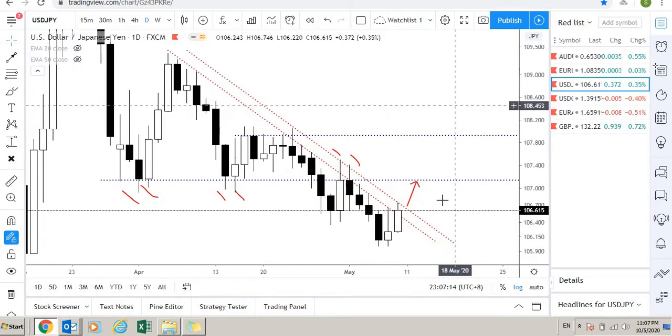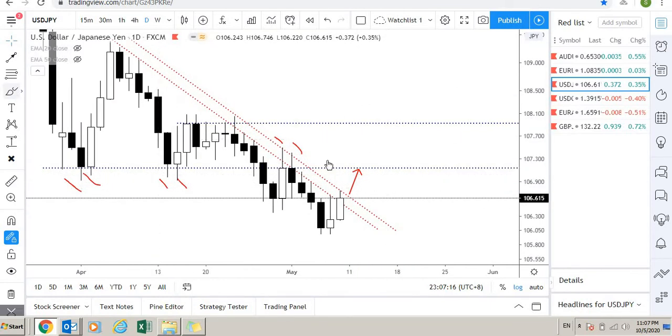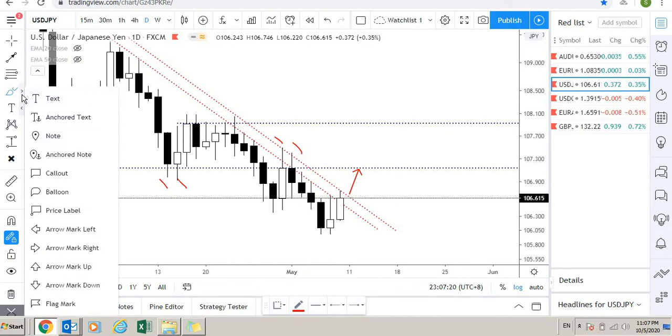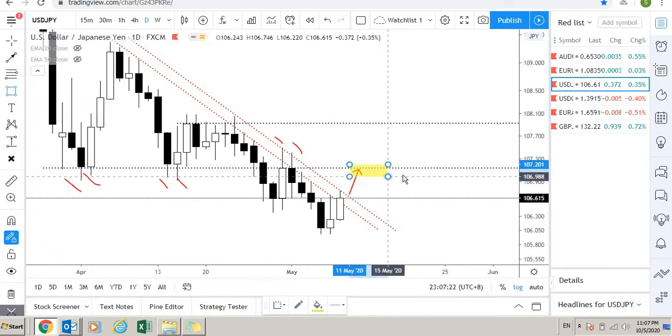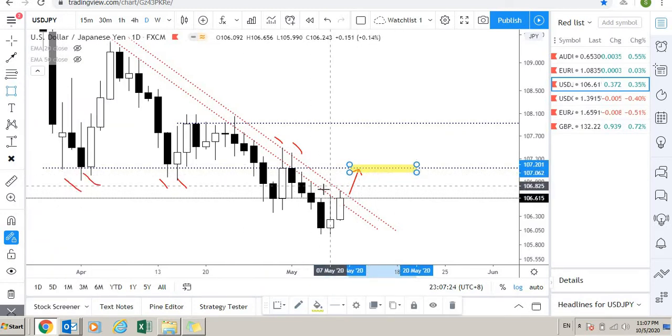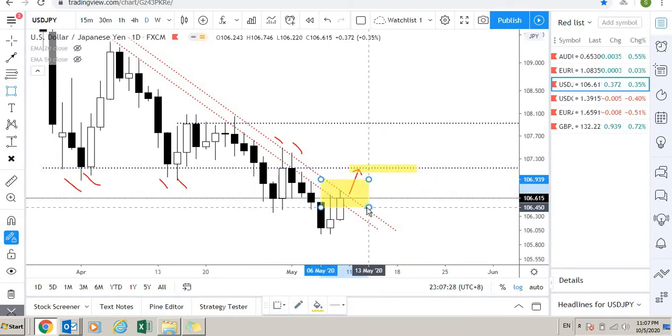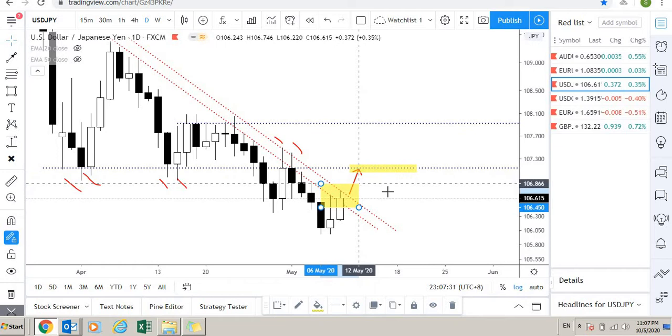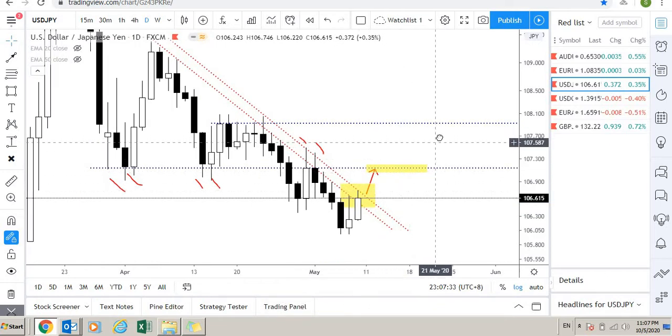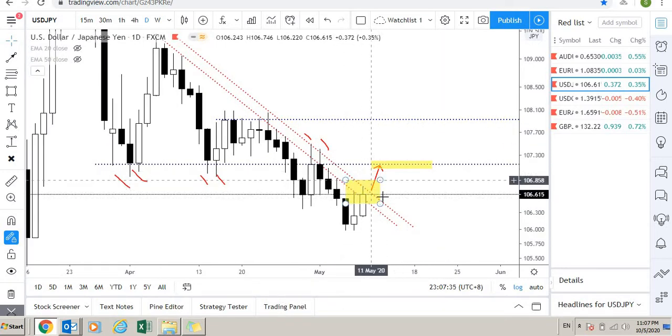Okay, for the horizontal ones, we will look at these areas. Most recently, maybe we can look at this downtrend trend line area. Okay, so let's wait for the next.